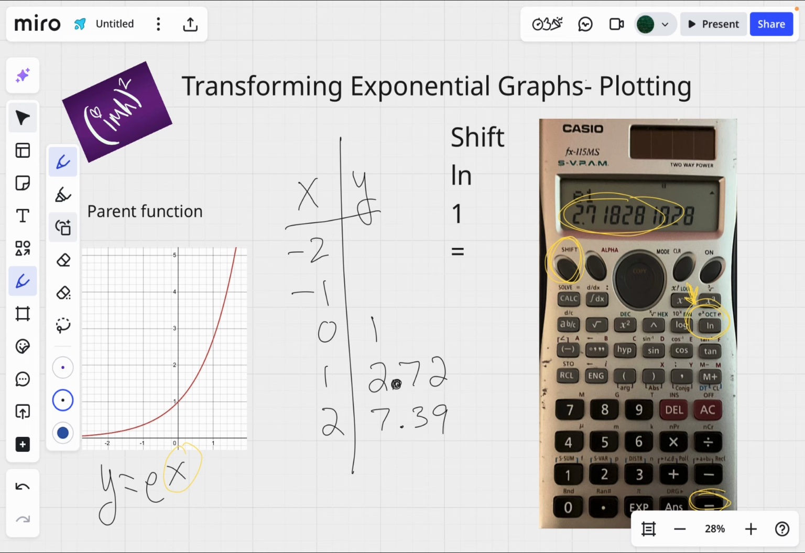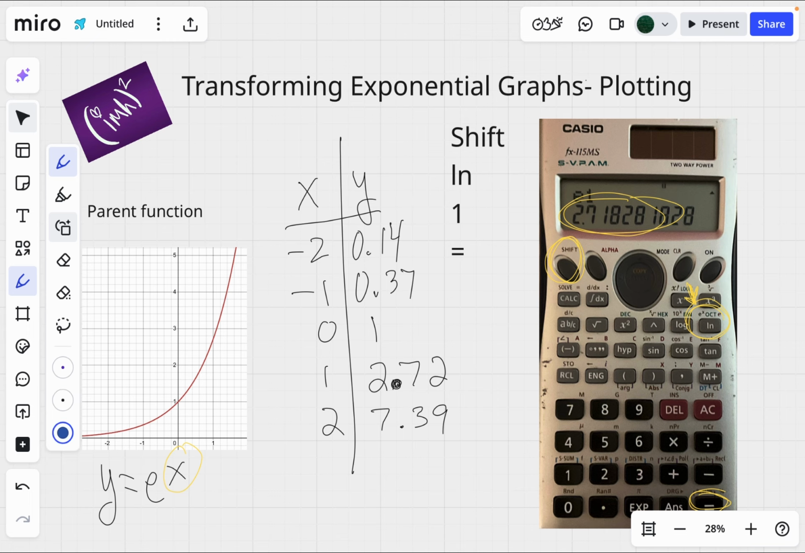For the negative, make sure that you use your calculator's negative sign, not the subtraction sign. It's usually on the left-hand side or the bottom. And I got 0.14. And then for x is -1, 0.37. Okay, so now let's highlight these on the graph.